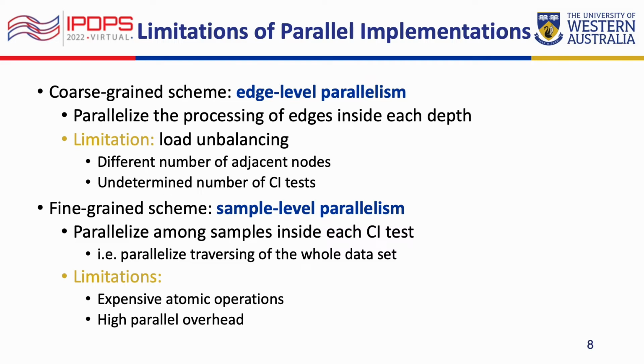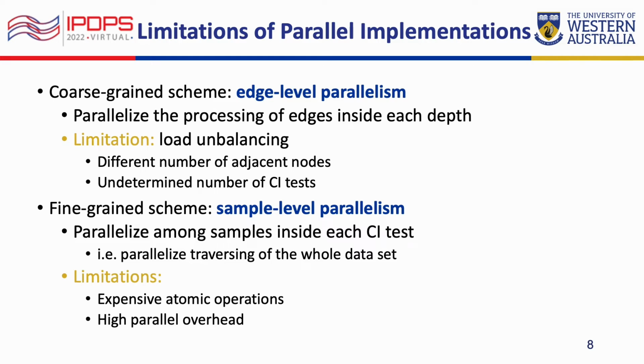One parallel scheme is to use edge-level parallelism. It is coarse-grained and it parallelizes the processing of different edges inside each depth. It simply distributes all the edges of depth D to all the threads equally. Edge-level parallelism is load unbalanced because workloads for different edges are highly different. First, different nodes have different numbers of adjacent nodes, so the number of conditioning sets to be tested for different edges can be different.